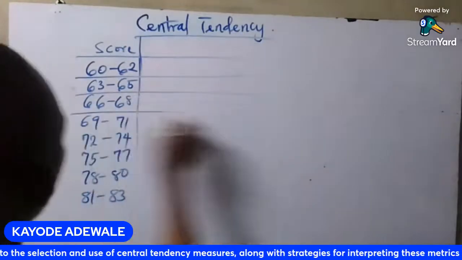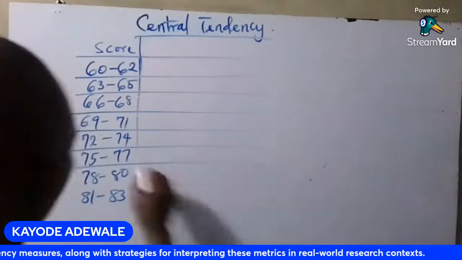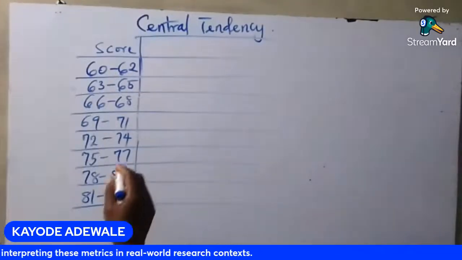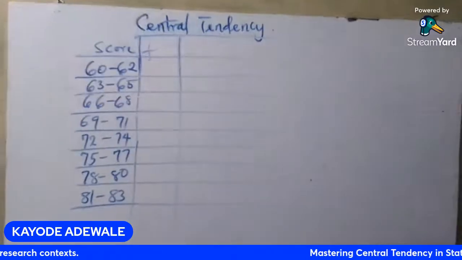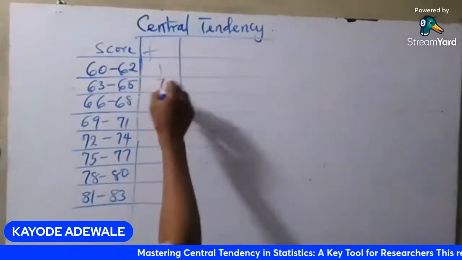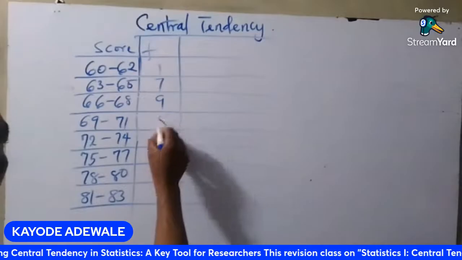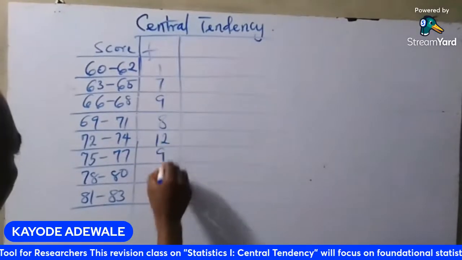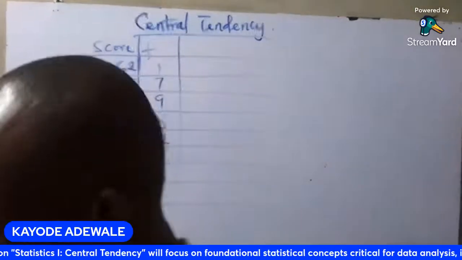So I want us to quickly look into this without collating the data. We want to find out the major area. So I'll just give us the frequency. Instead of giving you the raw data and allowing you to do the tally, I've done that here, and I just want you to use this data. That's 1, 7, 19, 8, 12, 9, 3, and 1. So what do we have to do here?